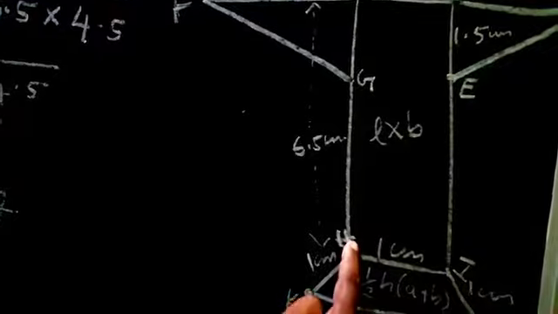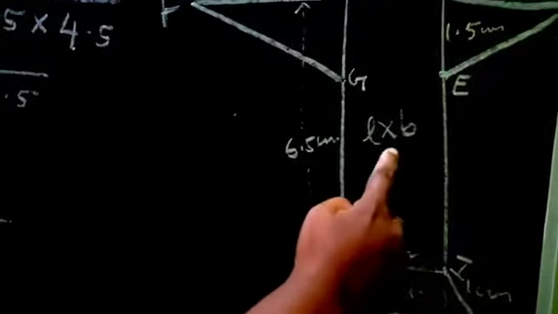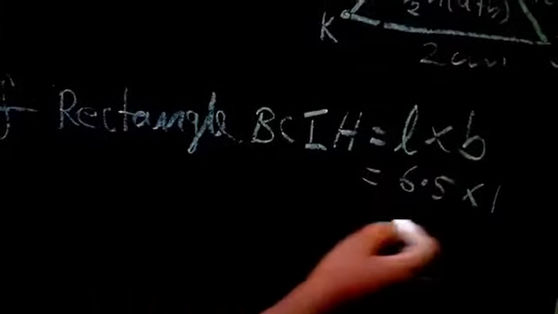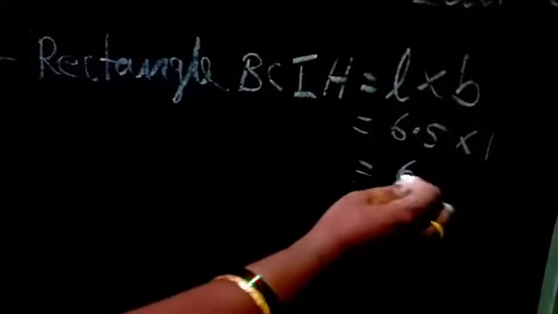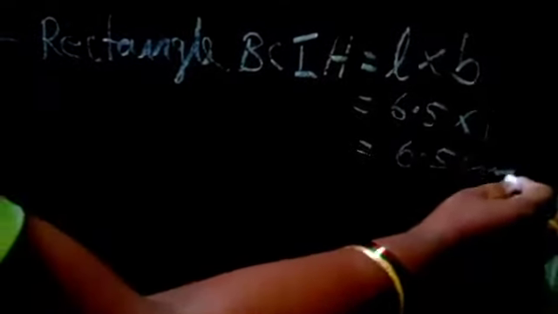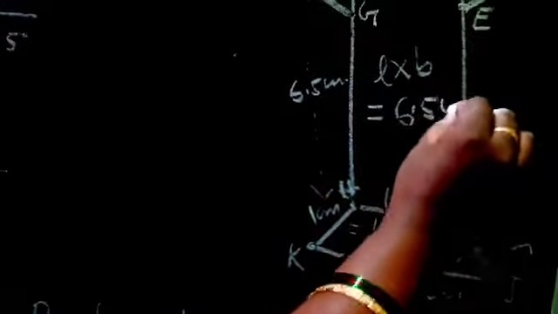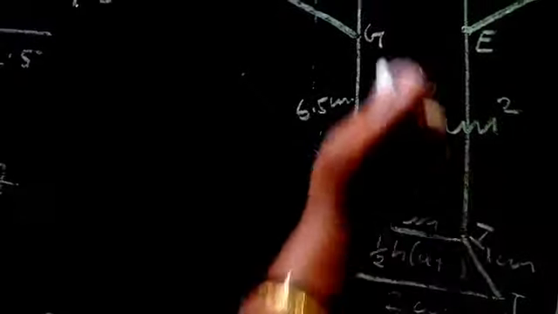Now we'll find the rectangle part of BCIH. What is the formula of a rectangle? Length into breadth. We have length is 6.5 into breadth we have 1. So 1 into any number will get the same number. So 6.5 centimeter square is this area.